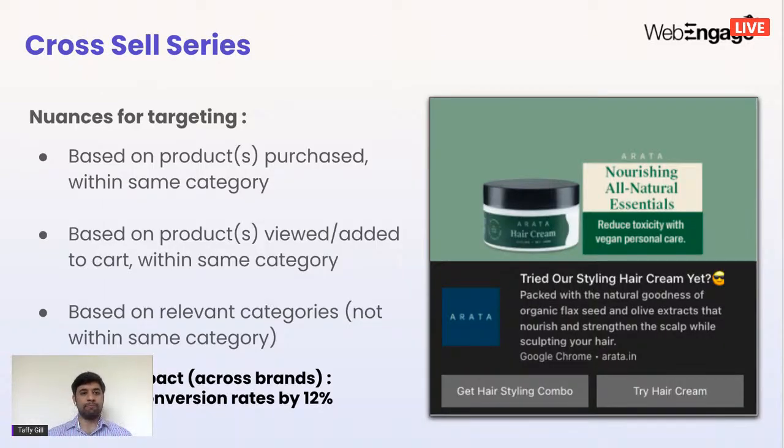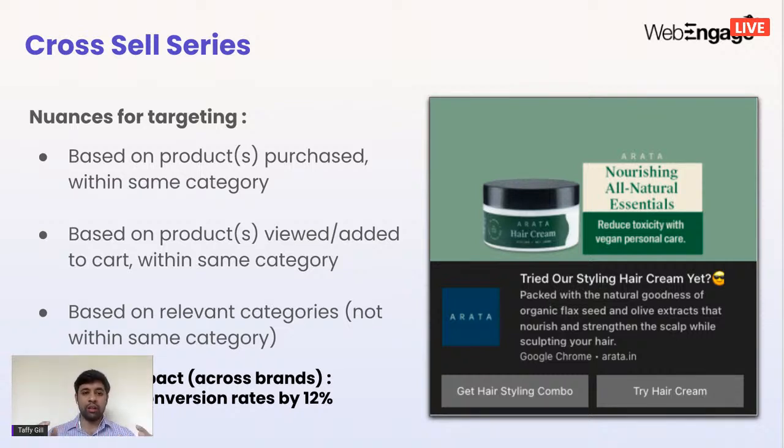Okay, cross sell series. There would be a lot of users who would be coming onto your site and buying products. In this particular case, on the right hand side, Arata as a brand is promoting hair related products via a web push. They are saying not only try the hair cream, but they're also trying to upsell using the second CTA, on the left, which says get hairstyling combo.